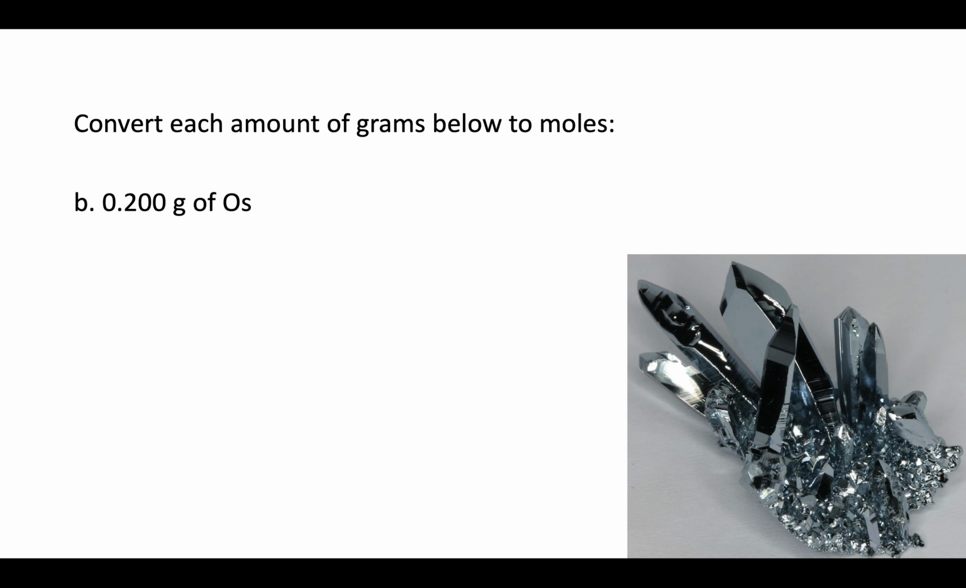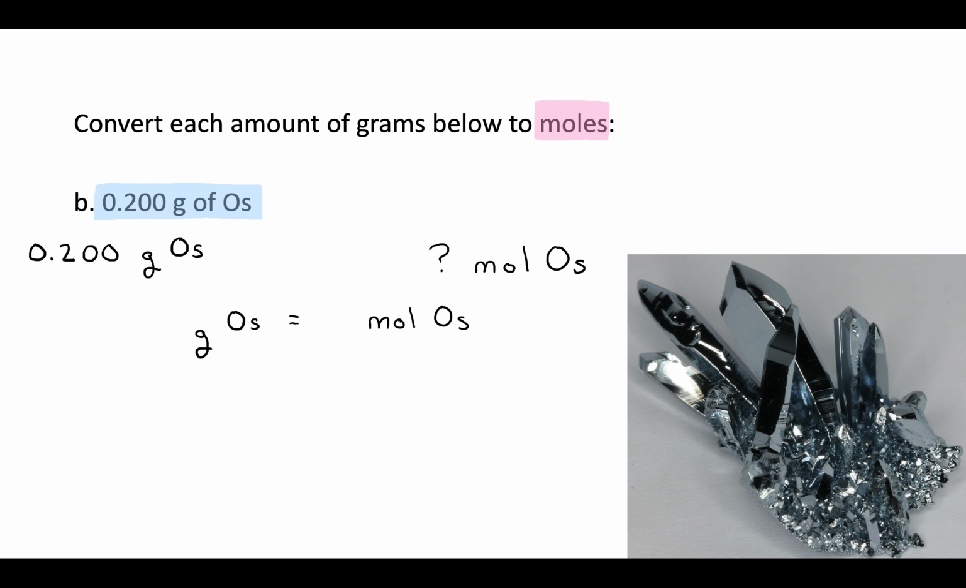All right, let's convert each amount of grams to moles. Now here they give us 0.200 grams of osmium. You can see a picture of osmium in the bottom right. So what are the units they're asking for? Moles of osmium. What number are they giving us? 0.2 grams of osmium. So now, in order to do the conversion, we need a conversion factor that relates those two units. How do grams of osmium relate to moles of osmium?